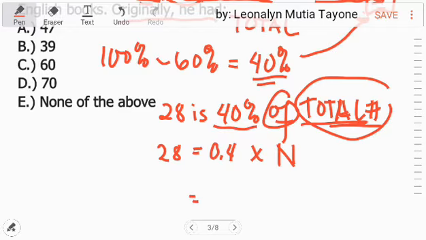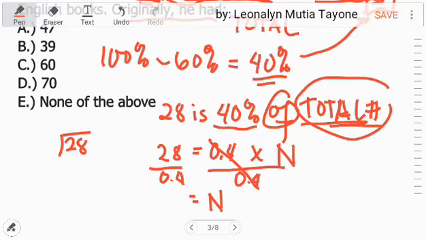So, i-isolate natin si n dyan. So, itong 0.4, pang-divide na siya sa 28. Kasi nag-multiply siya dyan. Or, i-divide mo si 0.4 to both sides para ma-cancel out si 0.4 dyan at ma-isolate na si n. 28 divided by 0.4. Isa-isahin natin. 28 divided by 0.4. Ang divisor natin dapat whole number yan siya. So, itong decimal, i-move natin to the right once.